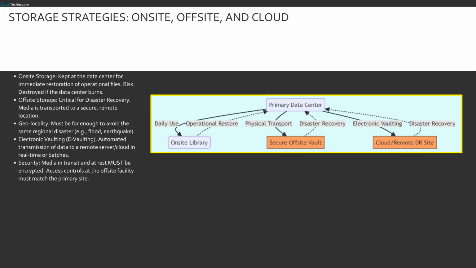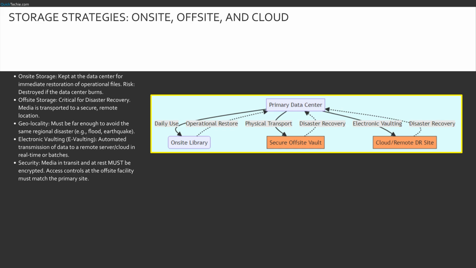Modern strategies often use electronic vaulting or cloud storage to automate this, removing the risk of lost tapes during transport. However, whether physical or digital, all backups must be encrypted. An auditor must verify that the off-site facility is as secure as your main data center.